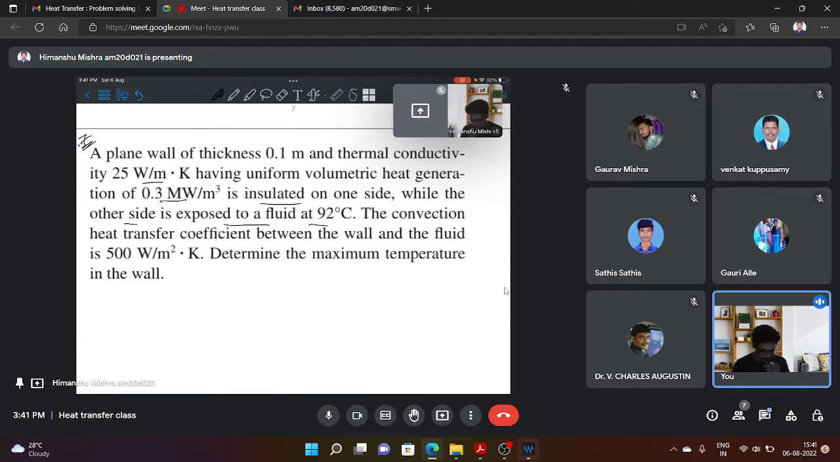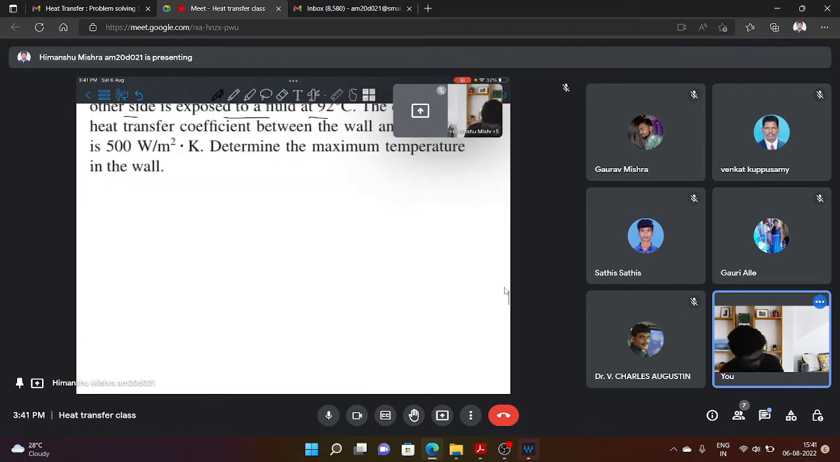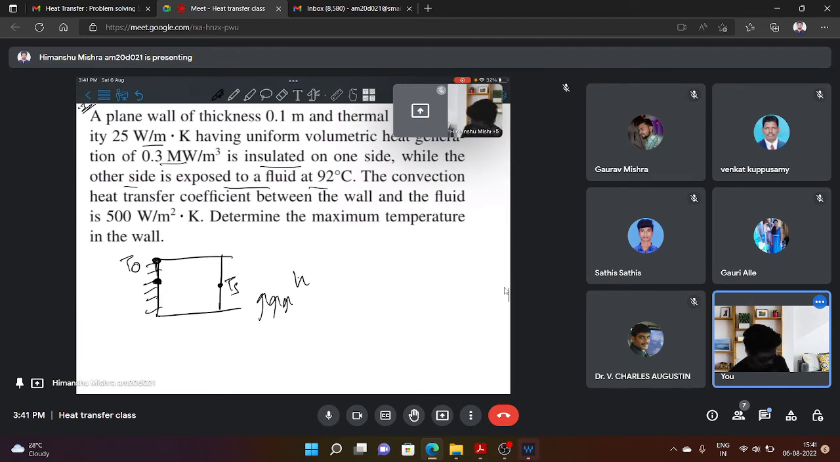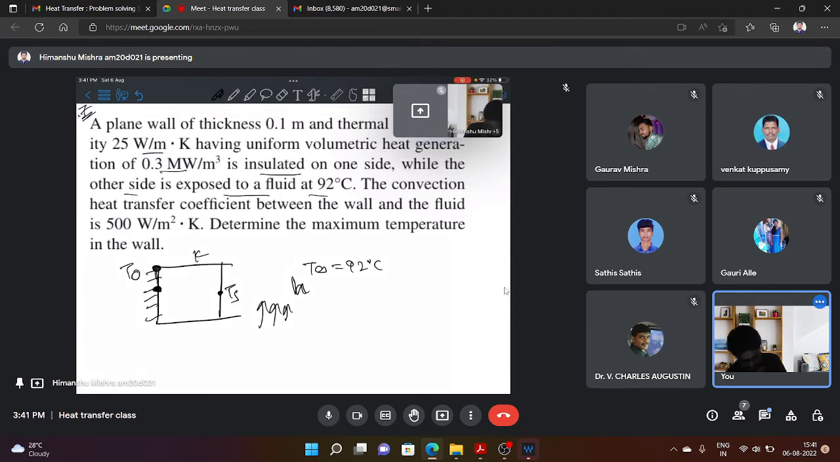So yeah, this is a similar question that we have solved just now. So we have a slab, again we have insulation, we have temperature T naught here, let's say it defines temperature T naught here. There is a fluid here having heat transfer coefficient h and some surface temperature Ts, and T infinity here, which is 92 degrees Celsius. And we have defined k and h in the question, and we know the volumetric heat generation as 0.3 megawatt per meter cube.